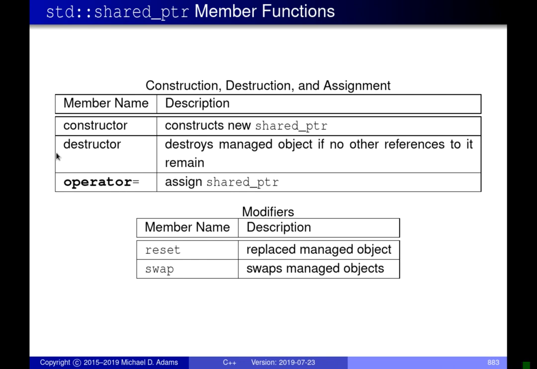Obviously there are constructors and destructors provided, otherwise there wouldn't really be much that you could do with the type. The type is both movable and copyable, so there are move and copy constructors and move and copy assignment operators provided. In terms of some of the more interesting member functions, there's a reset member function, which allows you to replace the particular underlying managed object that's associated with the shared pointer with another managed object. Swap just swaps the values of two shared pointer objects.